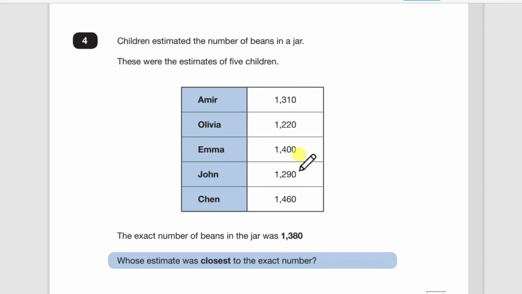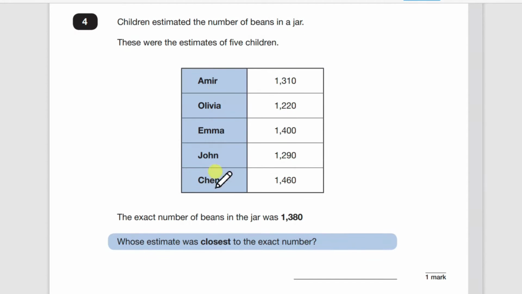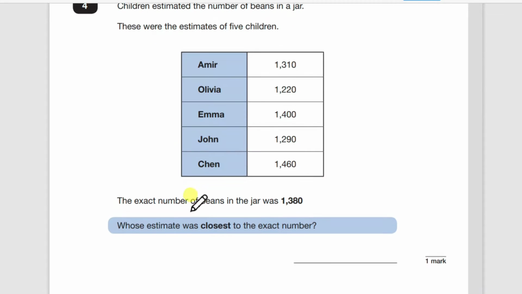4. Children estimate the number of beans in a jar. These were the estimates of 5 children. So these are how many beans each of the 5 children estimated were in a jar. Amir estimated 1,310, whereas someone like Chen estimated more. Now the exact number of beans in the jar was actually 1,380. Whose estimate was closest to the exact number? So you need to find the one who is closest to the answer.